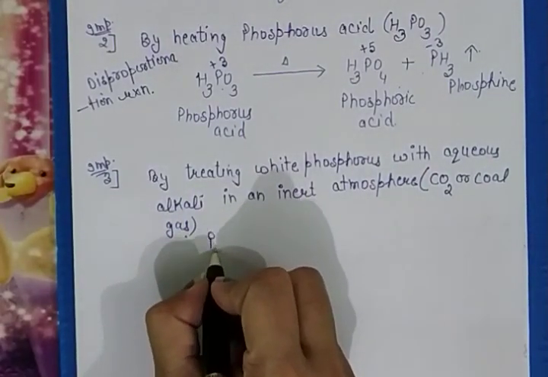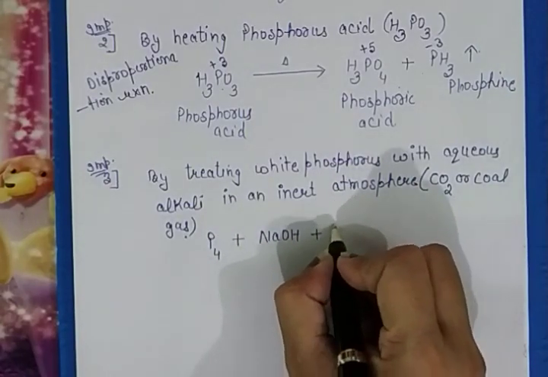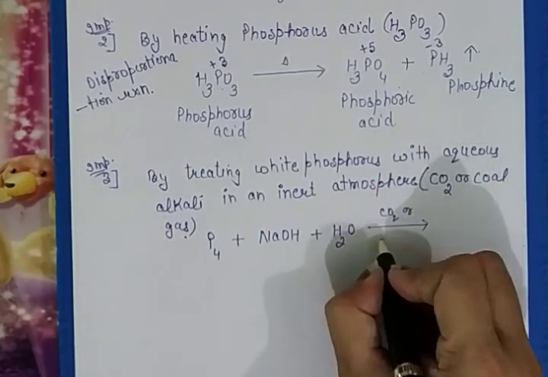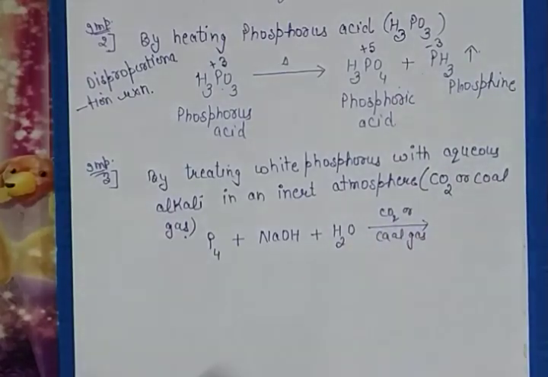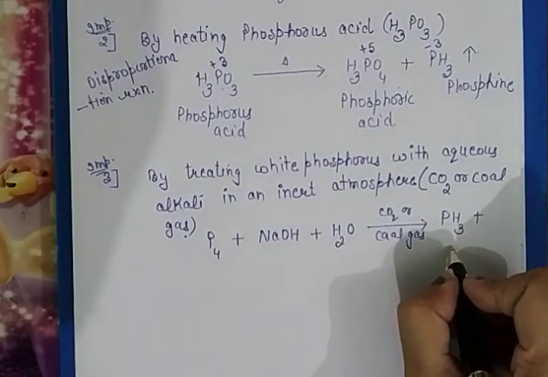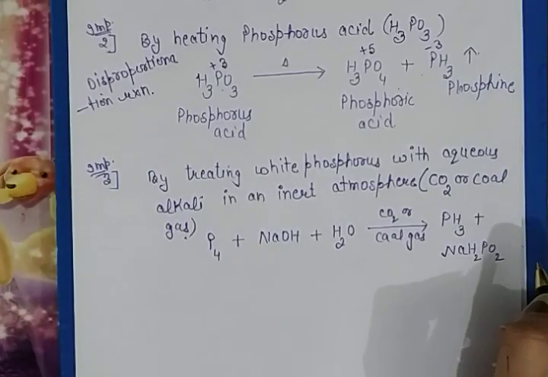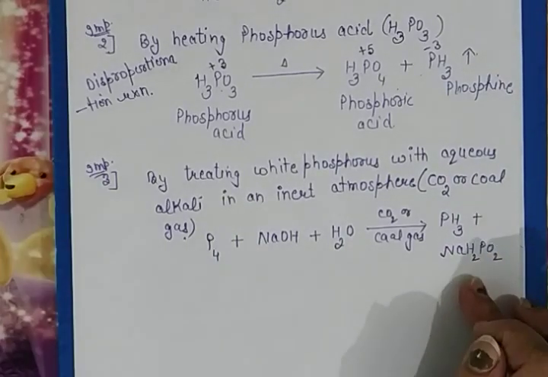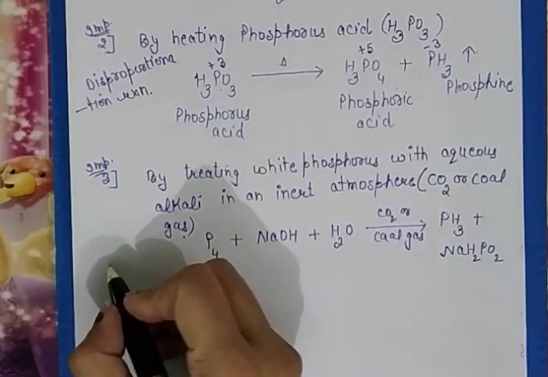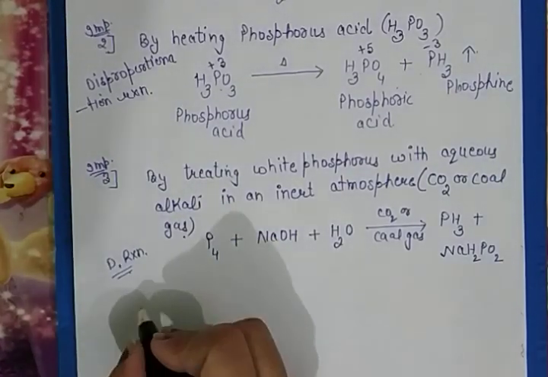Reaction is P4 plus NaOH plus water. In inert atmosphere, it gives PH3, that is phosphine, and NaH2PO2. What was its name? Sodium hypophosphite. Again, it is also a disproportionation reaction, isn't it?